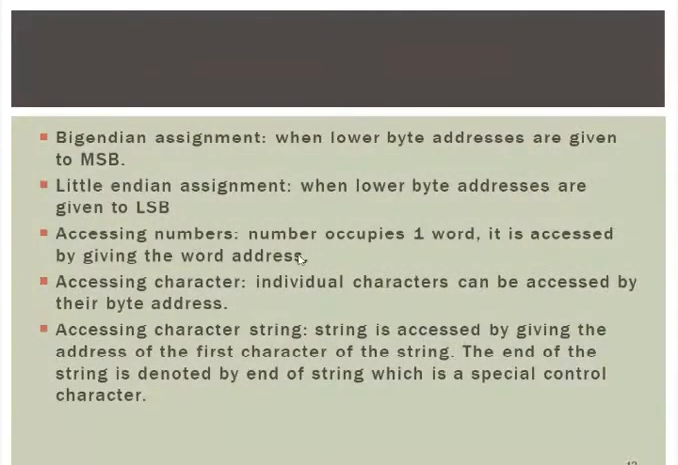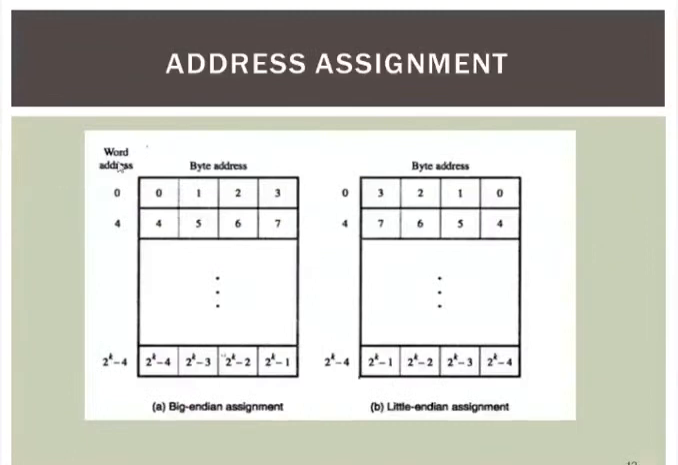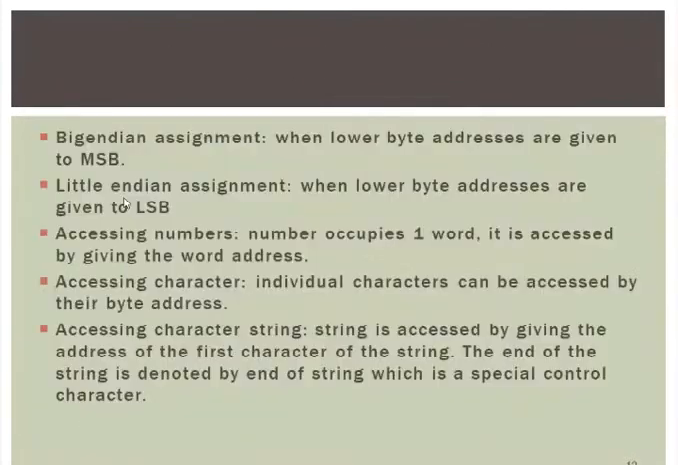Accessing numbers. How will you access numbers from the memory? A number occupies one word. If you want to write a number in the memory, it will occupy one word. It is accessed by giving the word address. See, these are word addresses. If you want to access the number stored in this word, you will give the word address as 0. Likewise, the number is accessed from the memory.